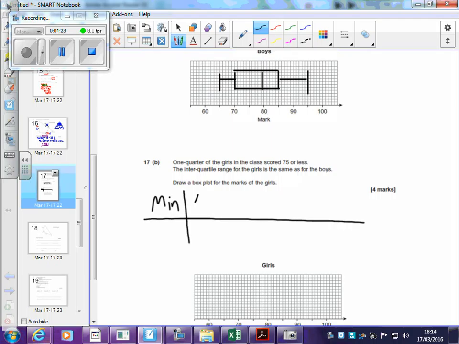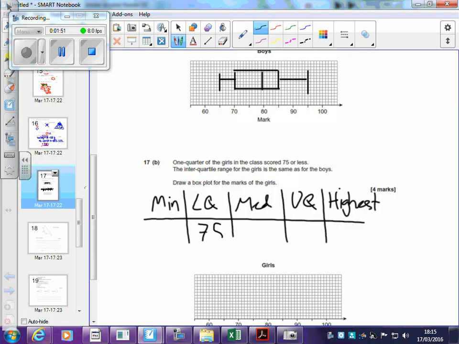So I've got the minimum, the lower quartile, the median, the upper quartile, and the highest value, or the maximum, I should have called that, but there you go. Right, so we know that a quarter scored 75 or less. Well, that's what the lower quartile is, because a quarter of the data is underneath there. So the lower quartile is 75.